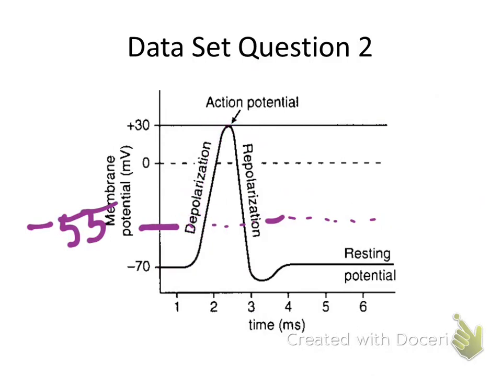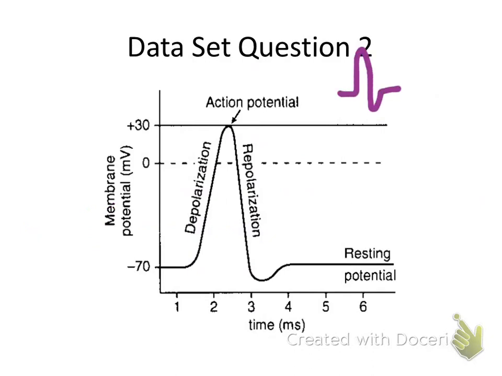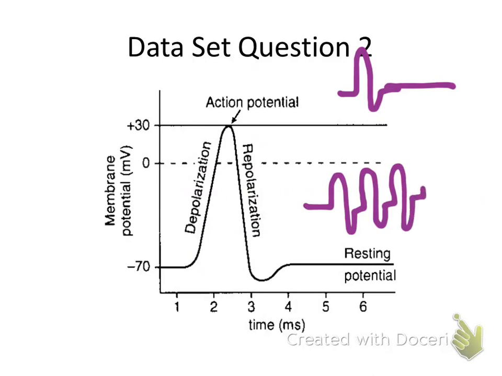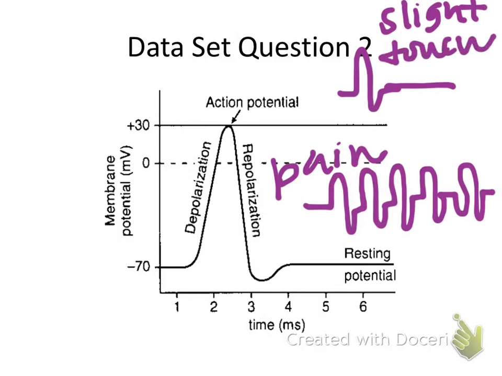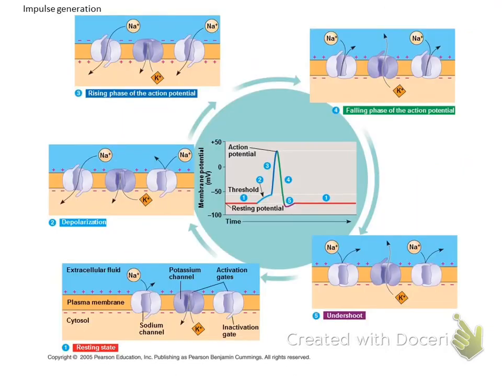So when something has a small feeling, it would only have one action potential like that. But if something hurts, it would have a lot of action potentials. So let's see if I can draw this. This would be something in pain, and this would be just a slight touch. So you want to know -70, -55, and +30. So +30 is your action potential.